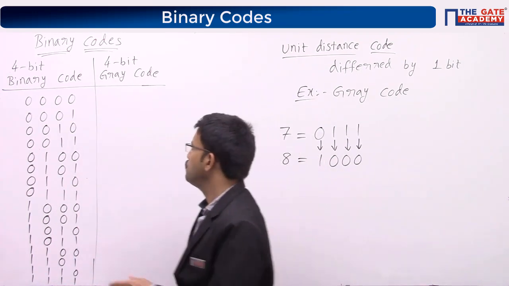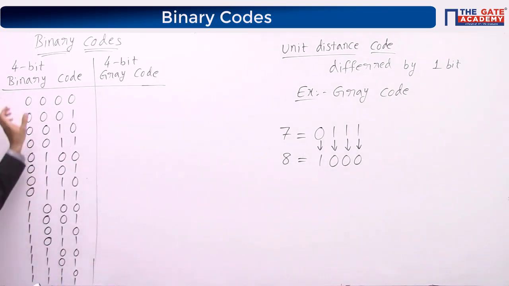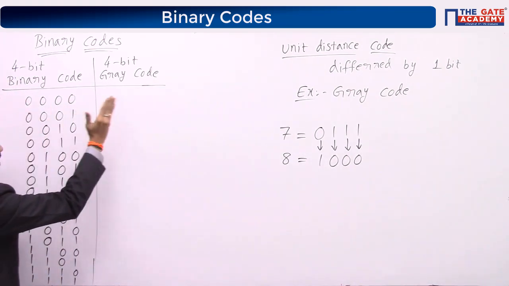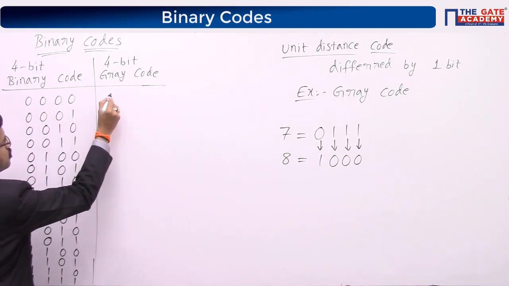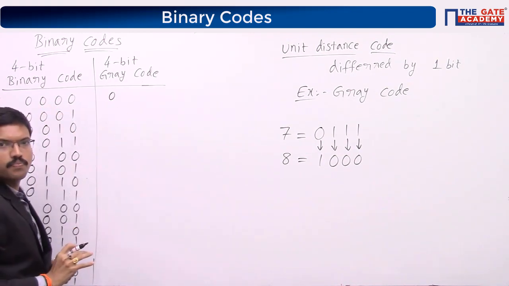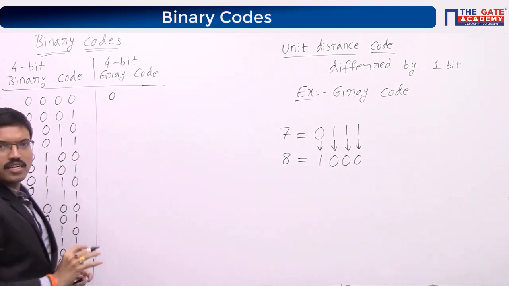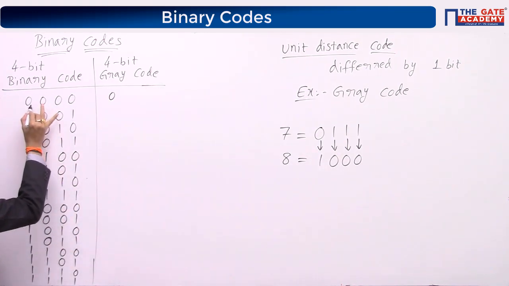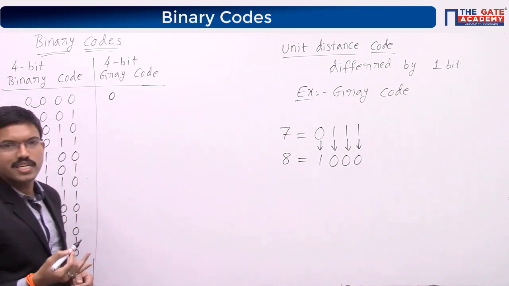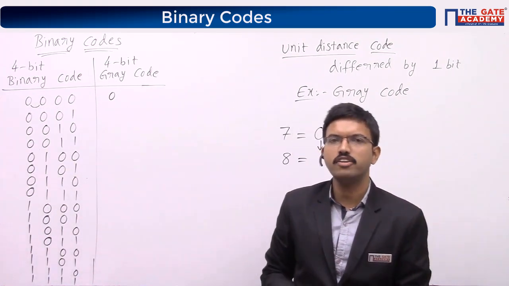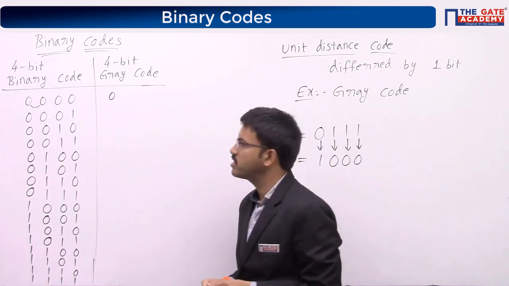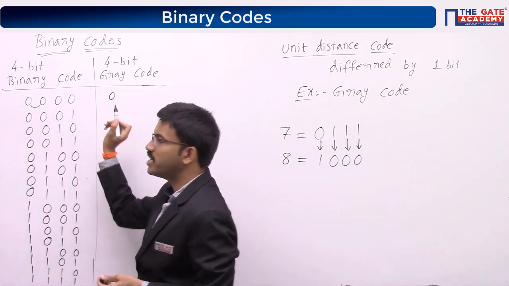Here what we will do, whatever MSB bit you have, that MSB bit we will copy as it is for each and every code. Here MSB is 0, so I am copying that bit as it is. Now I will write the gray code like this. Just observe two successive bits. If there is a change, then we write output as 1. If there is no change, output is 0.